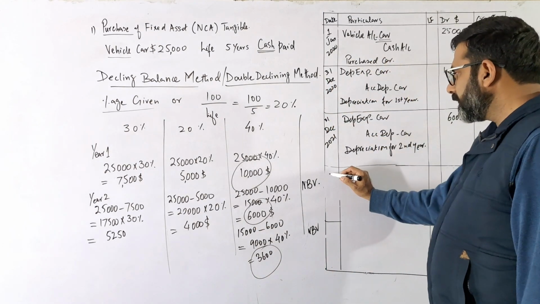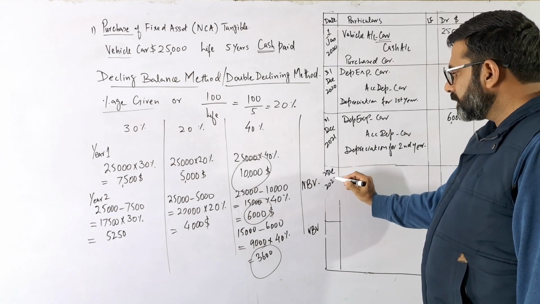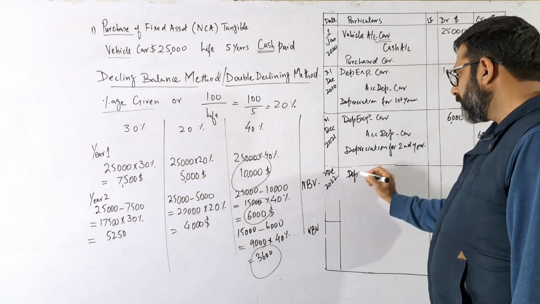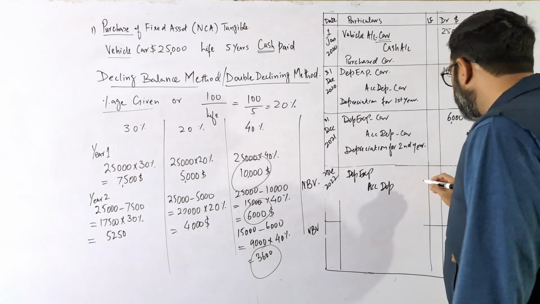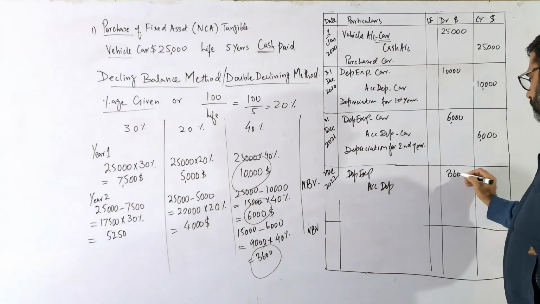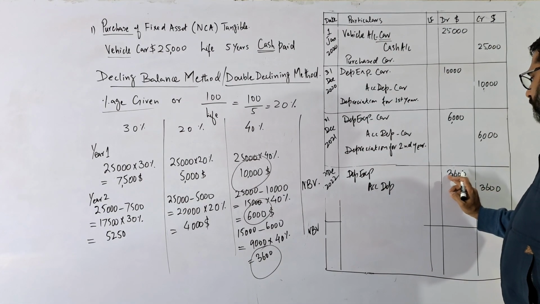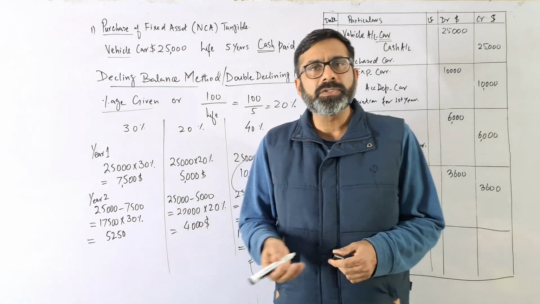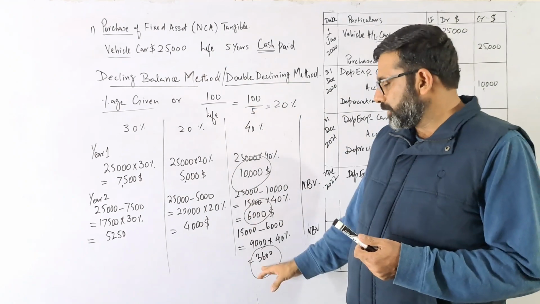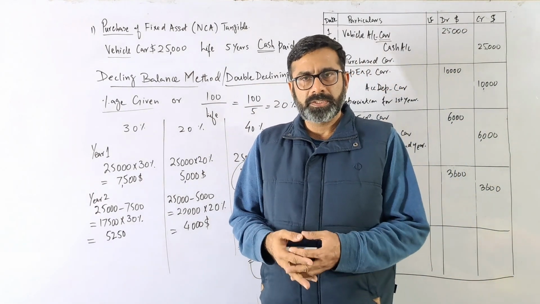The entry will be the same here. On the 31st of December 2022, depreciation expense debit and accumulated depreciation credit, it will be 3,600. So every year the depreciation is reducing. That's why it is called the declining balance method or reducing balance method, or here we are using the double declining balance method. I hope you have understood the concept of that.